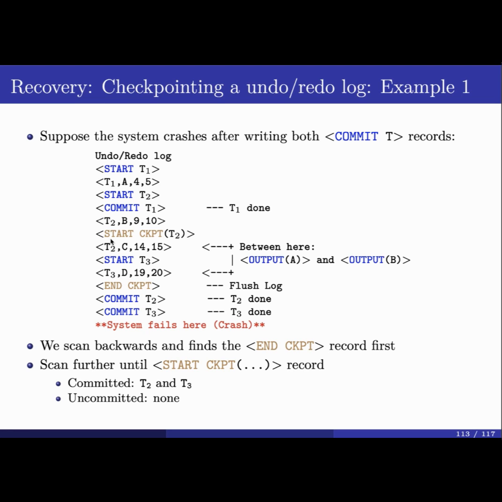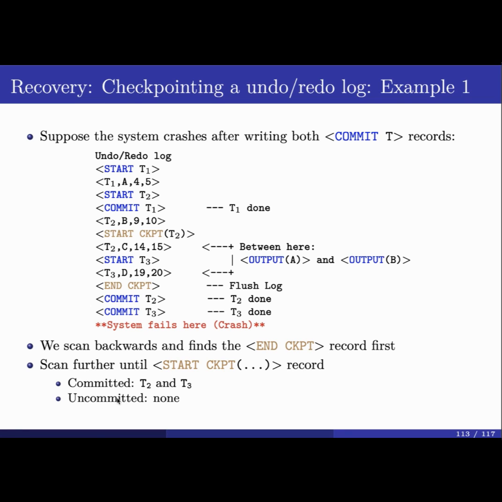Sorry, let's go back. I have T2 and T3 as the committed transactions, because I start from here and go back up to this point. What do I have as a commit? I found T2 and T3. Do you have any uncommitted transaction? Look at T2 and T3: they used to be active at the time. So do you have any uncommitted transaction? No, because both T2 and T3 are committed here.